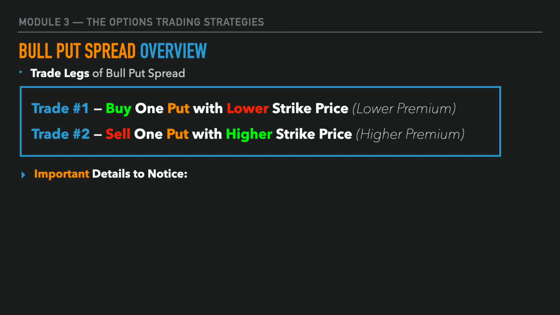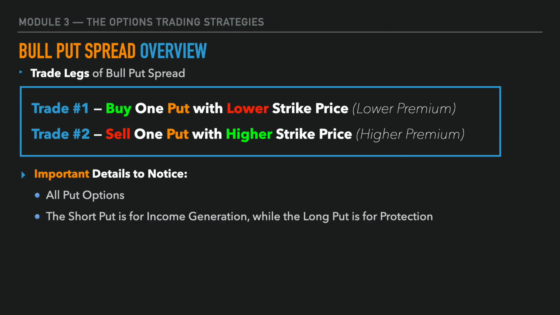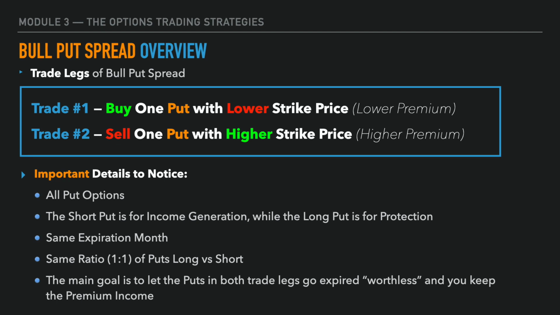Here are some of the important details about the bull-put spread. All the options you trade are going to be put options only. No call options involved. Your short put is for income generation purposes, while your long put is for the downside protection. Both of your short put and long put should have exactly the same expiration date. Also, the number of puts you long and short must be exactly the same. The main goal of a bull-put spread is to let all the put options in both of your trade legs expire worthless and you keep the premium as the profits. I will share with you guys more on this later in the case study.